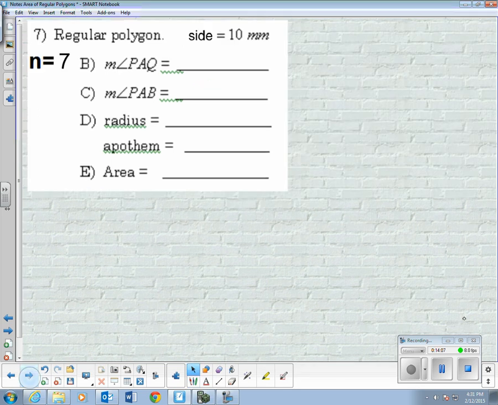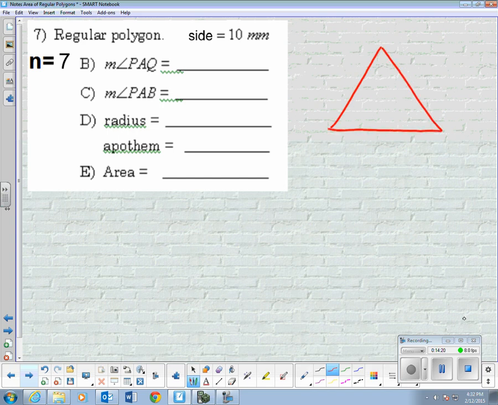All right, so now I'm going to do one more with you, and then you're going to have one left to do. Notice here, this one I said the n is equal to 7. The side length is 10 millimeters. I'm not giving you a picture. Everything happens in that one little triangle in the problem, so I'm just going to draw that single triangle.